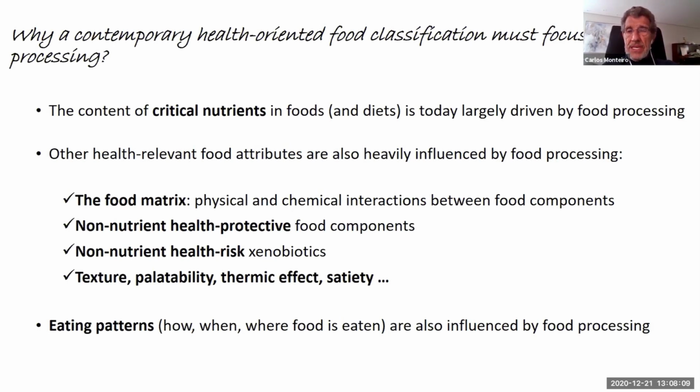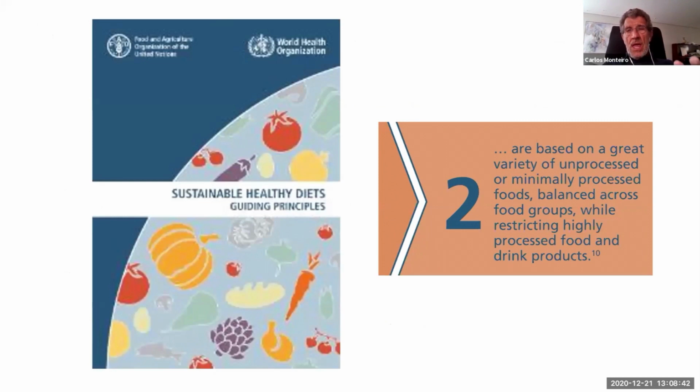Finally, texture, palatability, thermic effects, satiety, all these other attributes are very important to determine our capacity to regulate energy balance. And therefore, they are very important in the development of obesity, for instance. And finally, eating patterns, the way we eat, how, when, where, all these can influence health and disease, and also can be influenced by food processing.